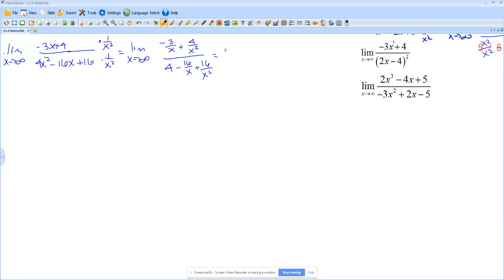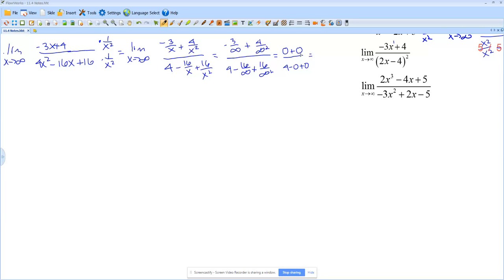Now if I evaluate this at infinity, I get negative 3 over infinity plus 4 over infinity squared over 4 minus 16 over infinity plus 16 over infinity squared. Again, in the denominator, I have 4 minus 0 plus 0, because 16 over an infinitely large number is still 0. Up here, I still have 0 plus 0.